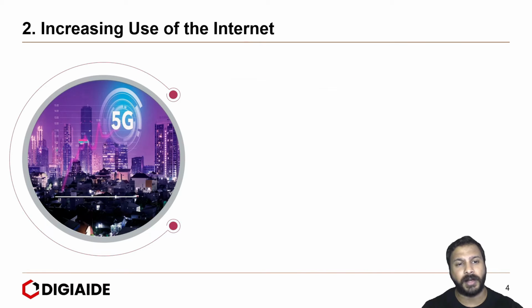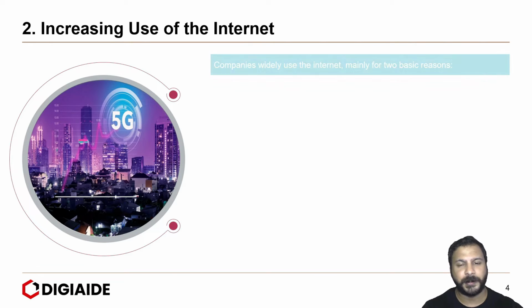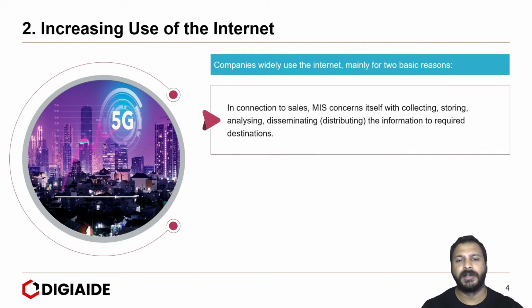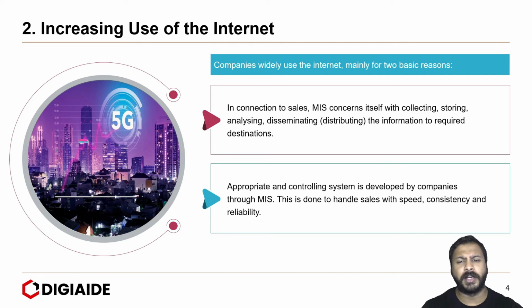Moving on to the second one, increasing use of the internet. Companies widely use the internet mainly for two basic reasons. First, in connection to sales, MIS concerns itself with collecting, storing, analyzing, disseminating, as in distributing, the information to required destinations. Appropriate and controlling system is developed by companies through MIS. This is done to handle sales with speed, consistency, and reliability.